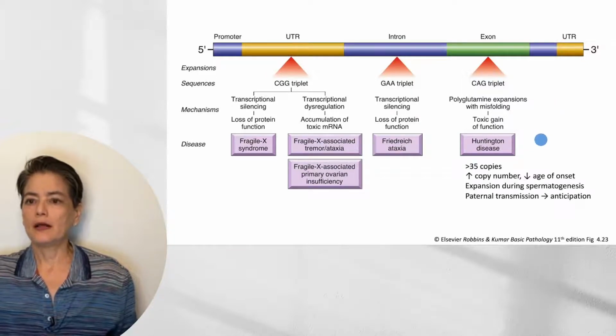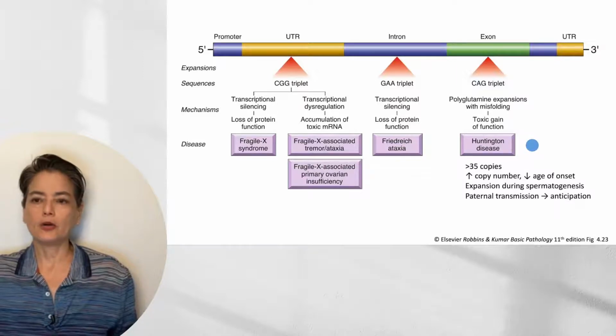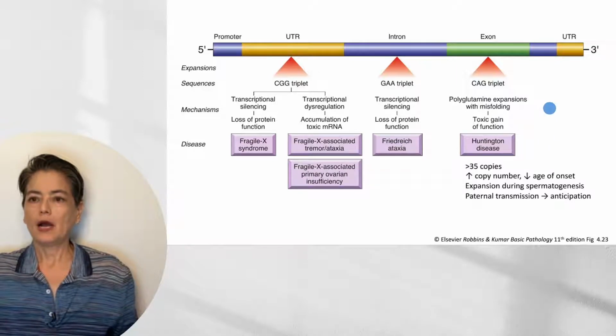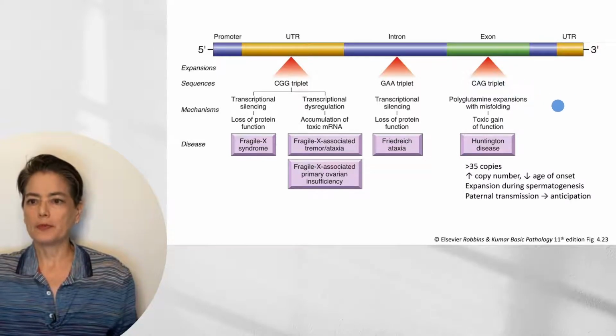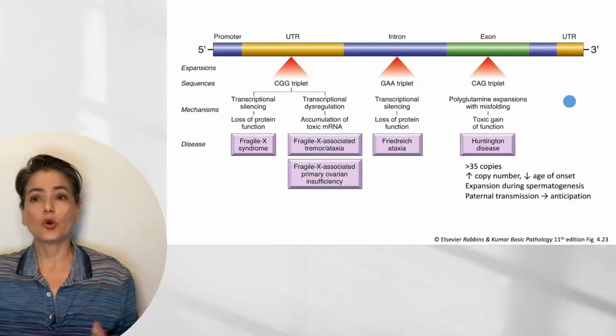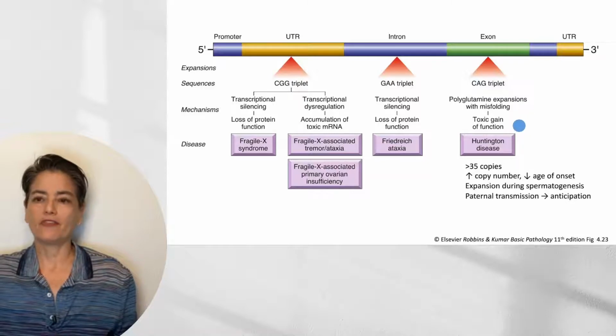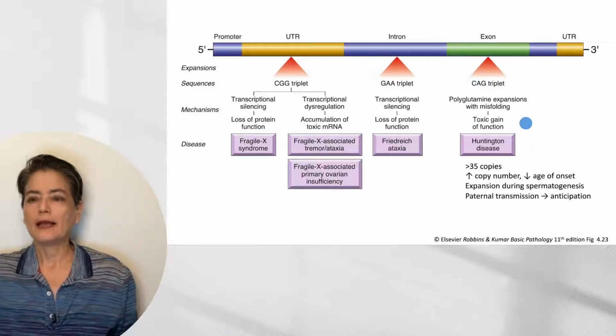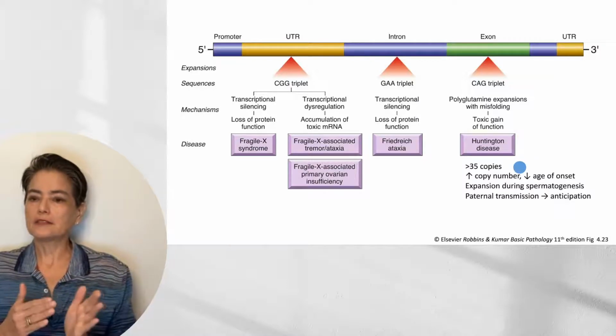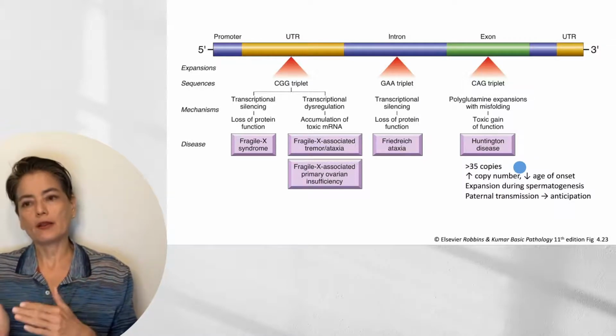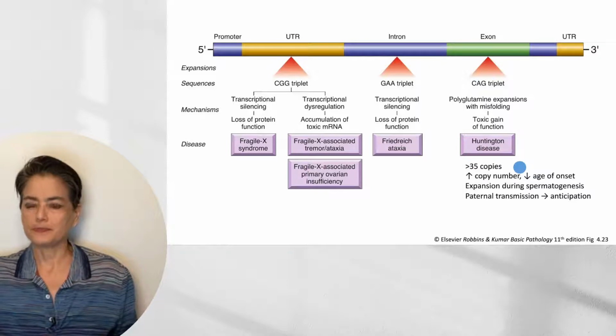So in the gene that encodes the protein Huntingtin, we get in this exon a CAG triplet, which results in long strings of glutamines. And these long strings are going to prevent accurate folding. This leads to a toxic gain of function and causes cell injury. Now, I say this is a fairly straightforward disease because we know that less than 35 copies, healthy, greater than 35 copies, we have pathogenesis.